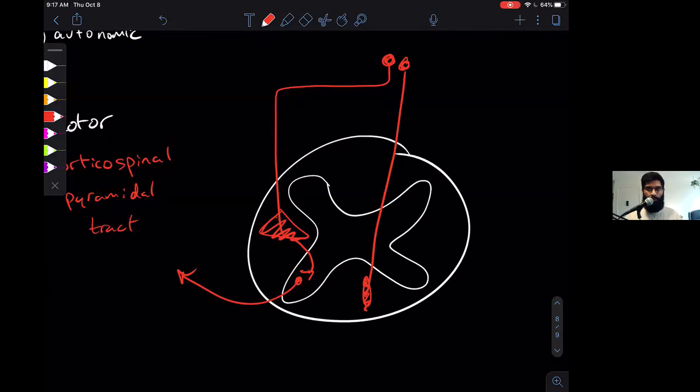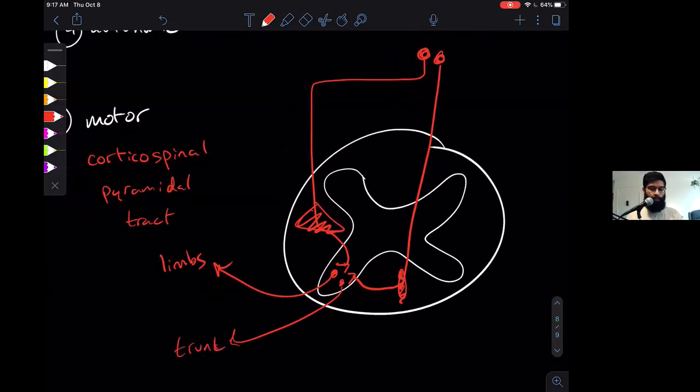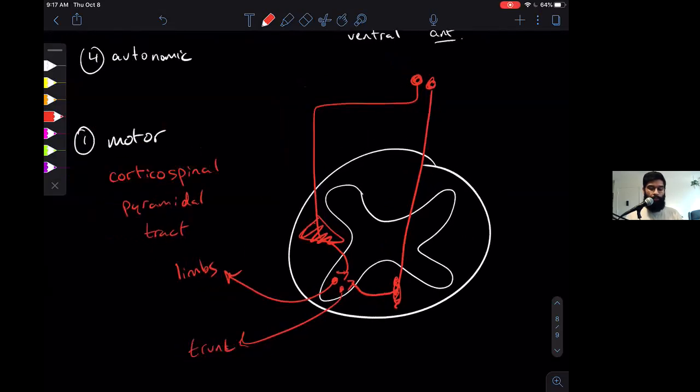And so it's going down to your L1, L2. Then it's going to decussate, and then it's going to synapse and then go to wherever it needs to go. So remember, this is your limbs, and this is your trunk. So your limb information is going to decussate up here in the medulla. Your trunk information is going to decussate down here. So why is this relevant?